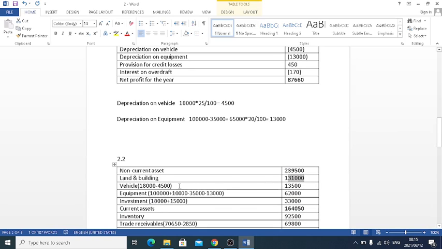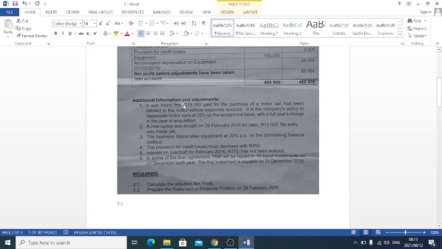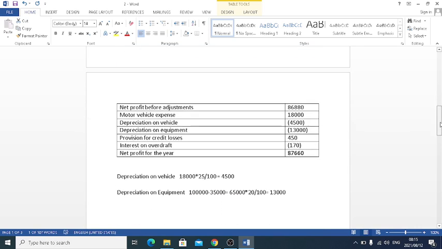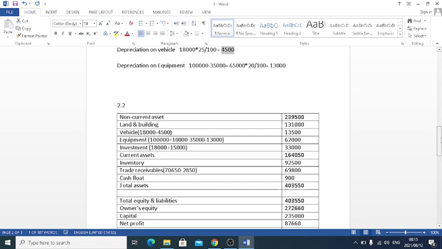For the vehicle that was bought in the transaction, it was 18,000 and depreciated to 4.5. So 18,000 minus 4.5 will remain with 13,500.